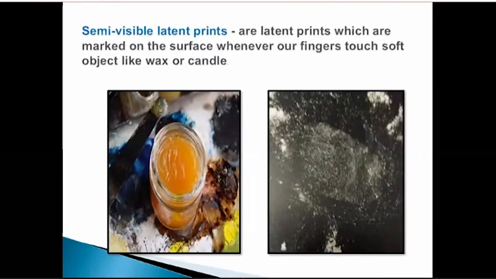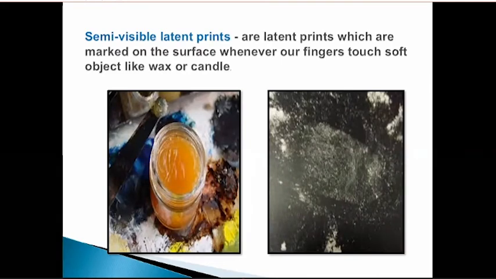The next is semi-visible latent prints. Our latent prints are marked on the surface whenever our fingers touch a soft object like wax or candle. Diba? So, kalimitan ganyan. Yung isang kaso sa Ocampo, hinukay nila yung ilalim. Nagawa sila ng tunnel para lang makapasok sa warehouse. Tapos ang dala-dala lang nila kandila. Hindi nila alam yung kandila, may latent prints yun. Yung kandila, siyempre naiwan na lang doon. Doon lang kami nag-umpisa, natapos yung kaso, nakonvict yung tao because of the candle, kasi nandun namin nakuha yung latent print. So that is so-called semi-visible latent prints.